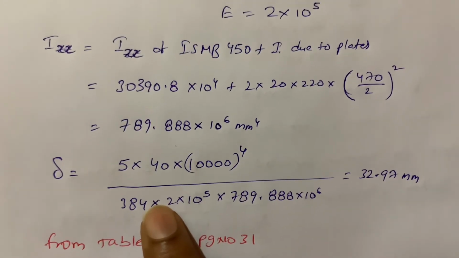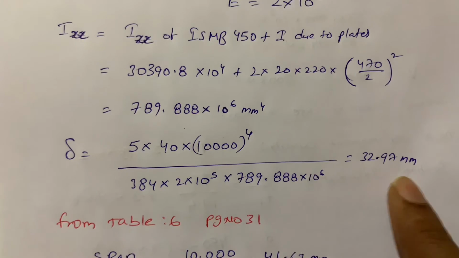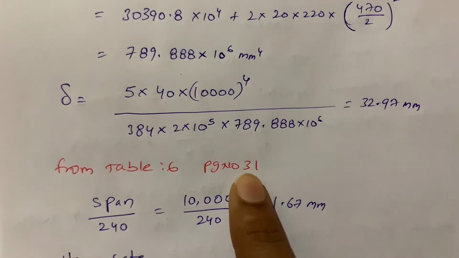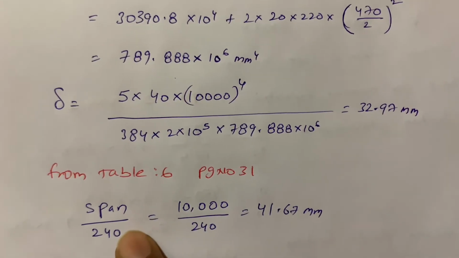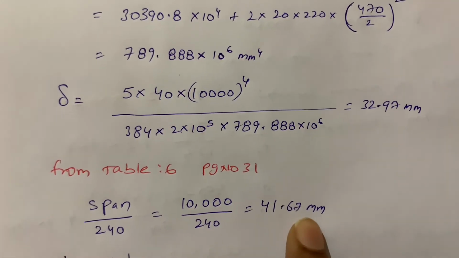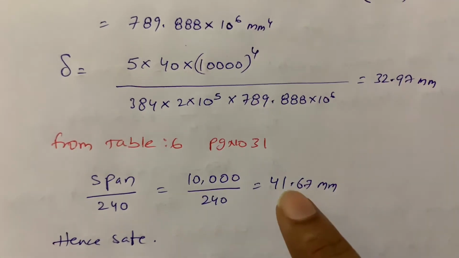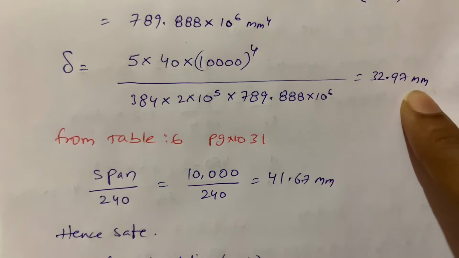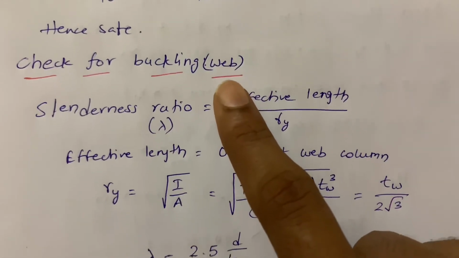After that I substitute all the values in this equation. So I got 32.97 mm. In Table 6, page number 31, IS 800:2007, the code specifies the deflection limit as span by 240, that is L by 240. I got 41.67 mm. Hence it is safe, because our permissible limit is 41.67 mm, and I got 32.97 mm. Hence it is okay. Next, check for buckling of the web.